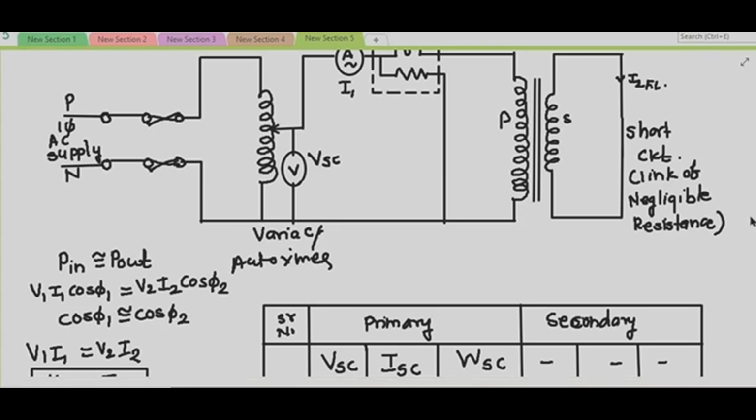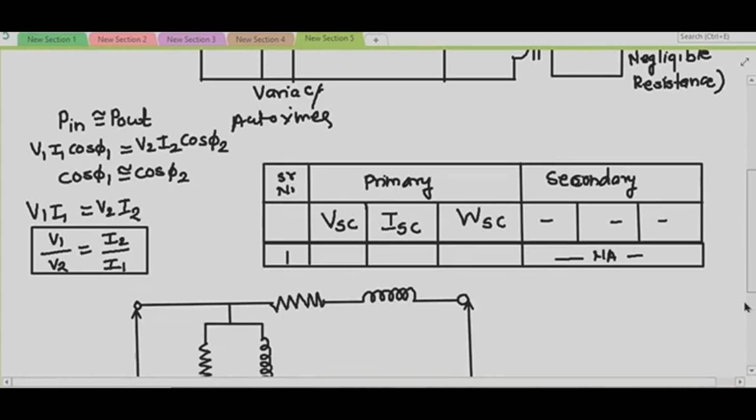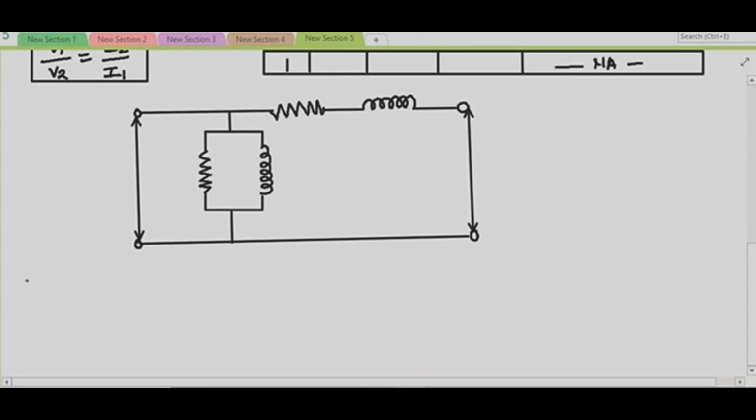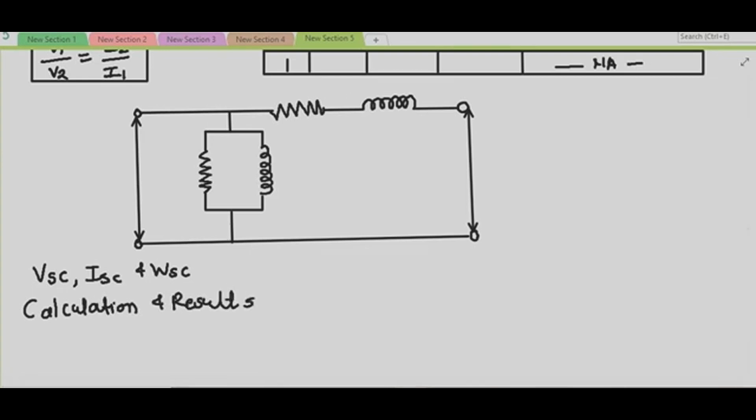Now let us see what calculations we can do with the help of these readings. What readings do we have? VSC, ISC and WSC. Let us see what calculations and results we will get from the short circuit test.